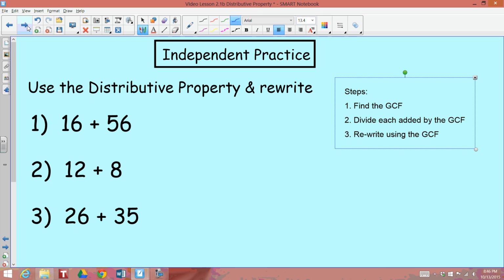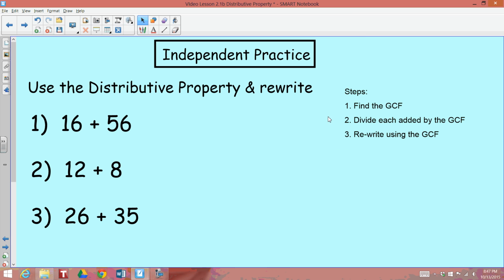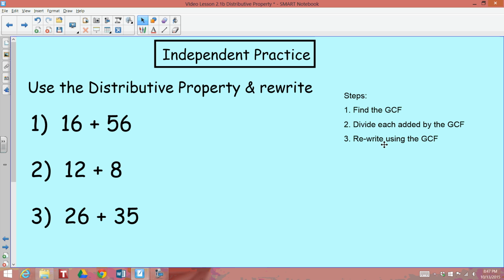So what we would like you to try are these three problems. Use the distributive property and rewrite 16 plus 56, 12 plus 8, and 26 plus 35. And over on your right, we've written some steps that, should you forget, you can use to remember how to rewrite these problems. So, step 1, find the GCF of both numbers. Take that GCF, divide each addend by that GCF, and then you're rewriting it.